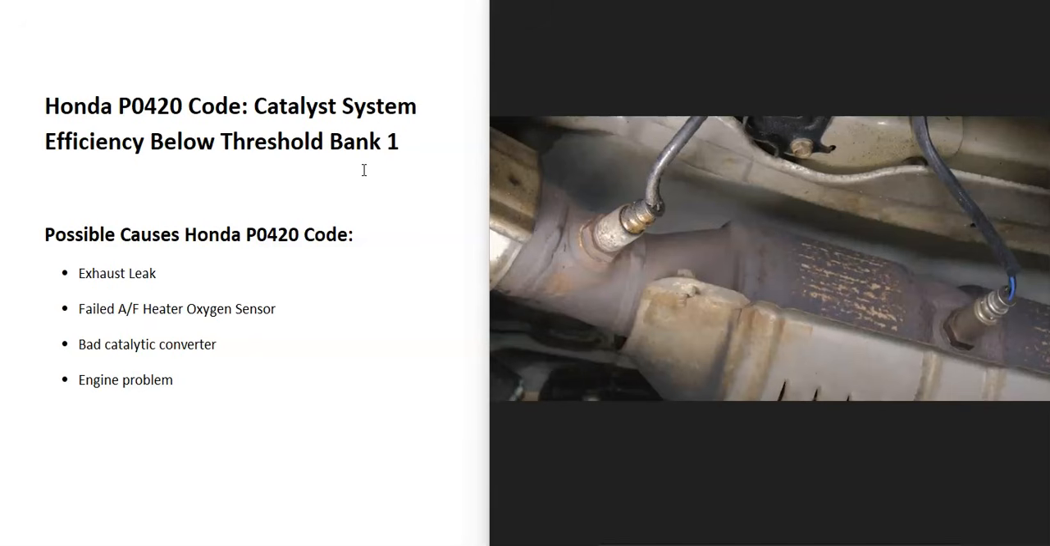And bank 1 is always the side of the engine with the number 1 cylinder. So if you have a 4-cylinder, it wouldn't matter. You only have one bank. But if you have like a V6, then you want to find the number 1 cylinder, and that side of the engine is going to be bank 1, and that'll be the side that's having the problem.